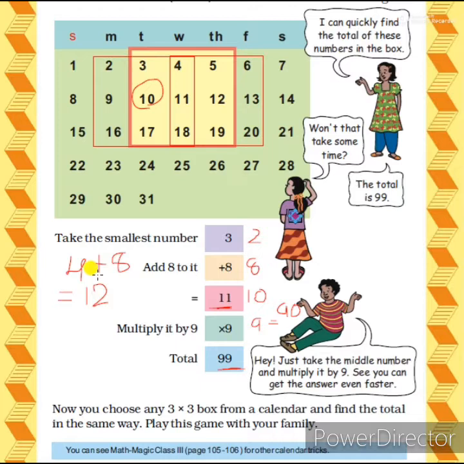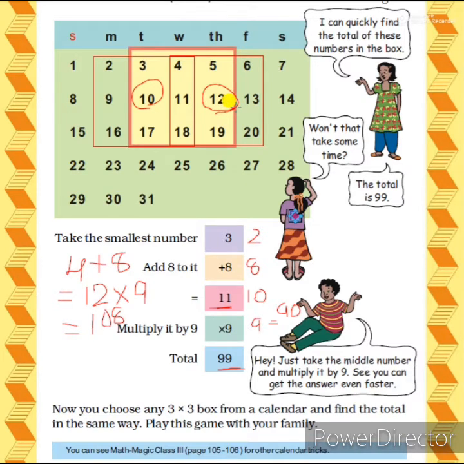Now multiply this 12 by 9. Now we get the answer 108. So what is the total of these numbers? In this 3 into 3 box, the total of 4, 5, 6, 11, 12, 13, 18, 19, 20 is 108. Students, if you want to check, write all the numbers and find the sum of these numbers. You will get 108.